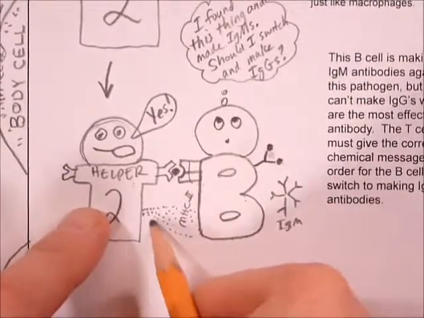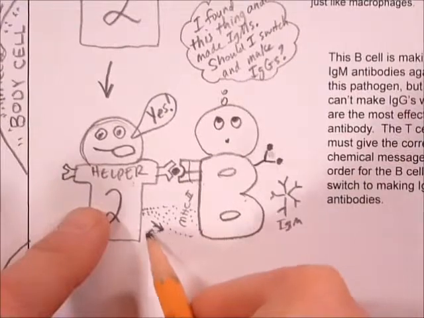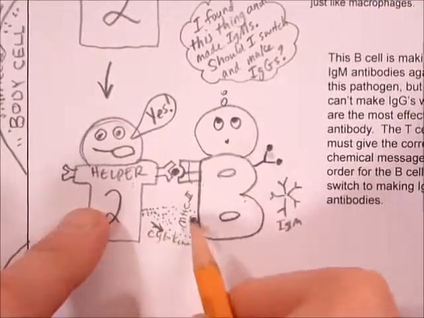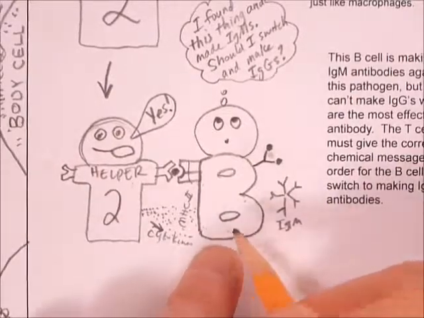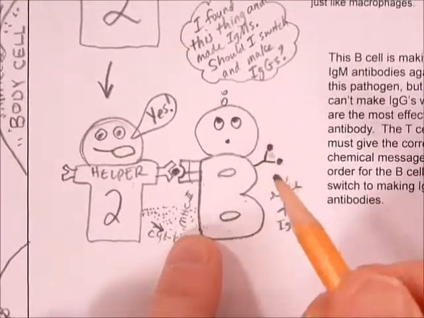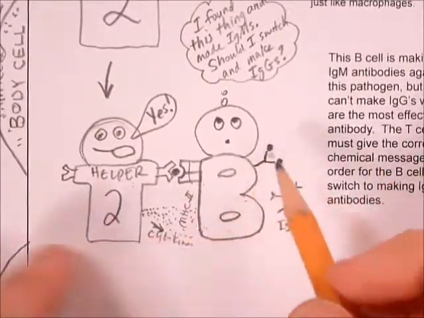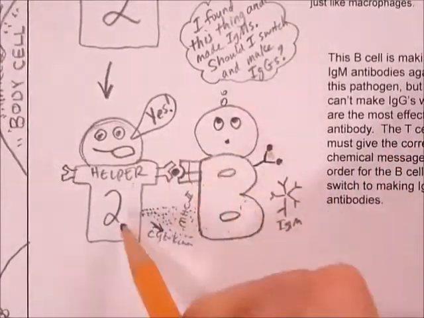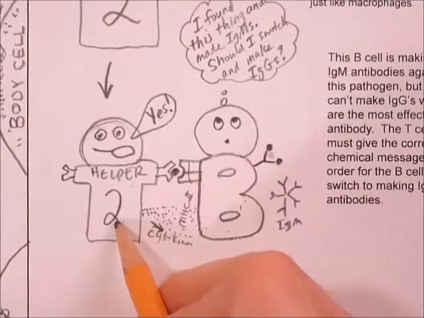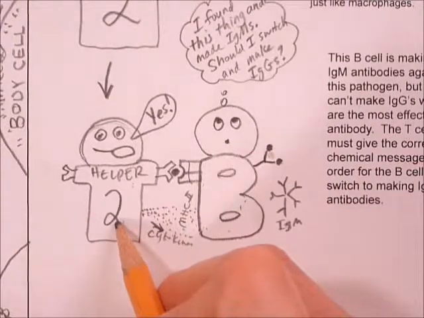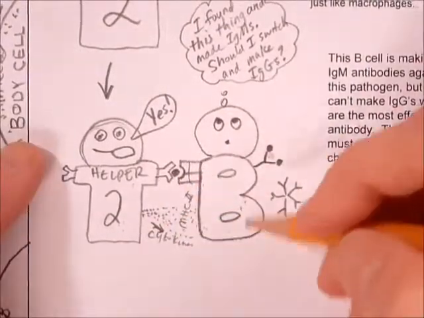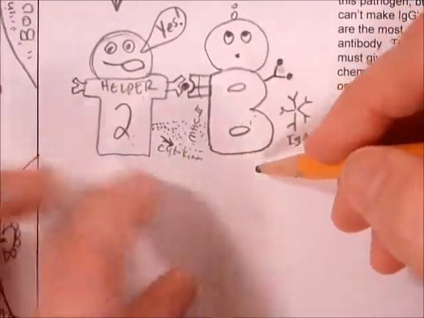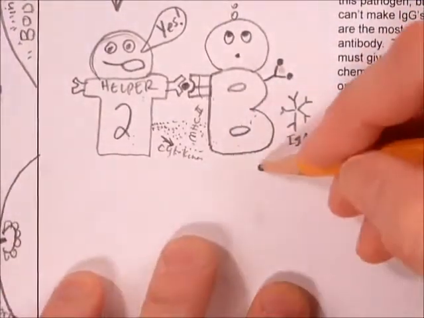Cytokine messages go over. Cytokines. And so it confirms to the B cell, yes, we really do want you to start making antibodies. This is a really nasty thing. So the B cell, to become activated, needs a T helper 2. What's going to happen here is he is going to start making a zillion replicas of himself.